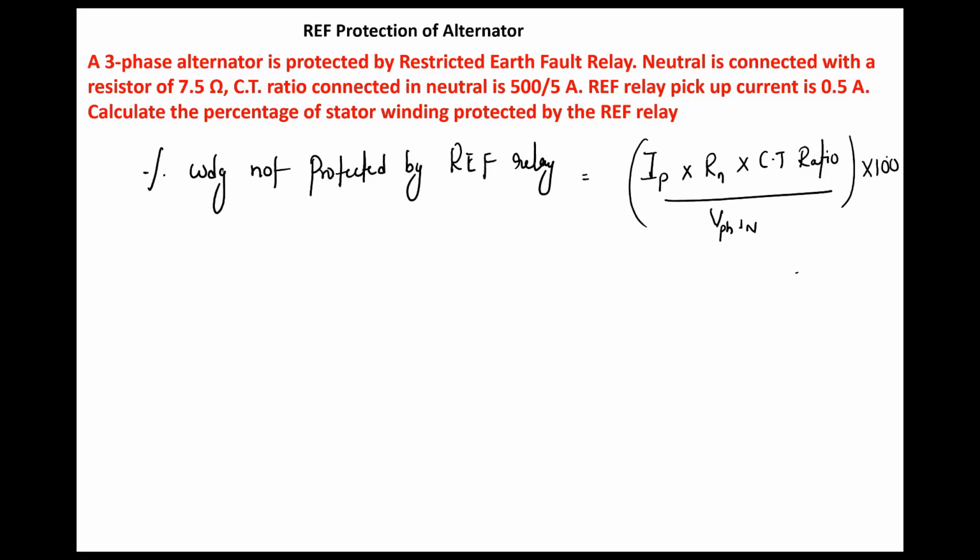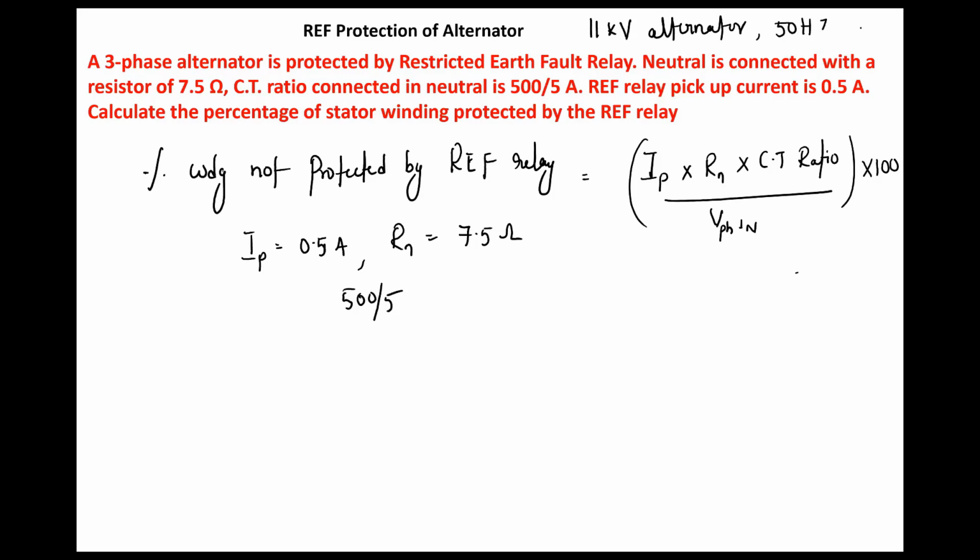Okay. So in this question, the pickup current is how much? 0.5 ampere, that is given. Neutral grounding resistance value is given as 7.5 ohm. CT ratio is 500/5. Alternator voltage is not given, so let us take it as a 11 kV, 50 hertz alternator. So now your phase to neutral voltage will become how much? 11,000 is the line to line voltage, so divide by √3.